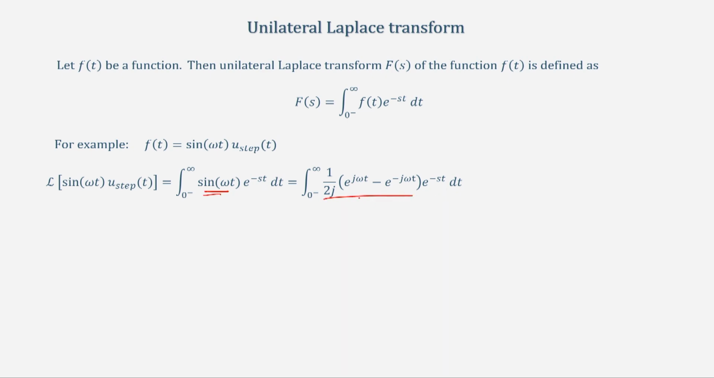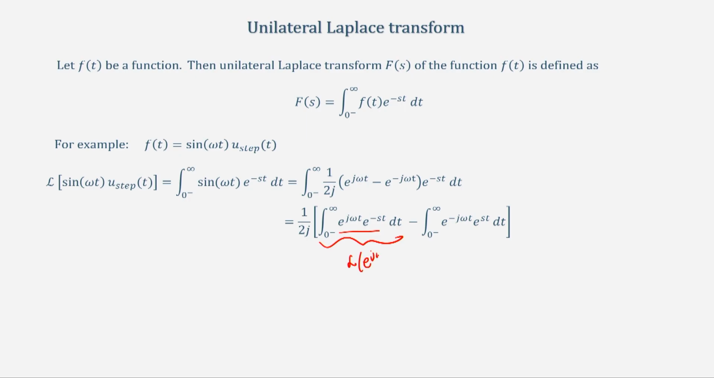That sin omega t can be written like this. If not, please look it up. Okay, so then you can do the integration. Again, what is this? This is nothing but the Laplace transform of e to the power of j omega t, and this expression is nothing but the Laplace transform of e to the power of minus j omega t. I do not even have to do the calculations. I know what the solution is, right?